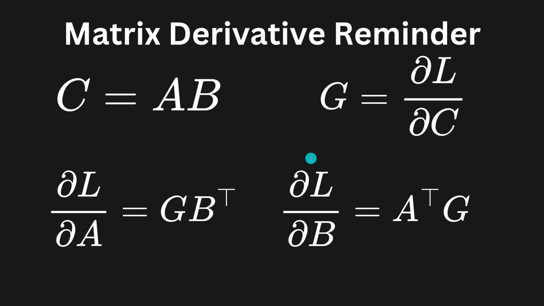As a reminder for matrix derivatives, if you have C as a matmul of A with B, and G is dL/dC, your upstream gradient, then the derivative of loss with respect to A is G B transpose, and the derivative of loss with respect to B is A transpose G. This is just your standard matrix derivative rules, right? So just keep this in mind as a template, because essentially we're doing all of this.